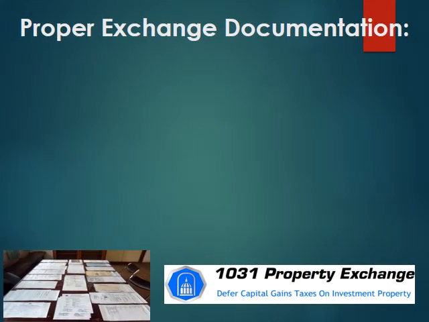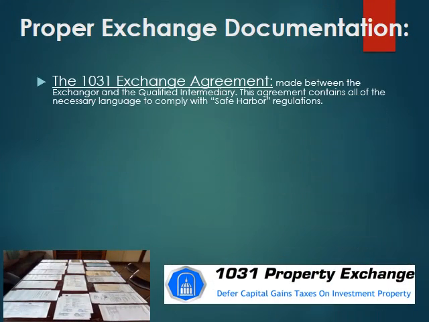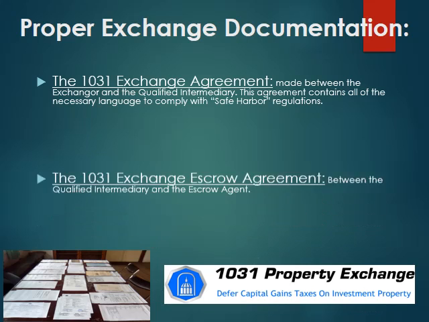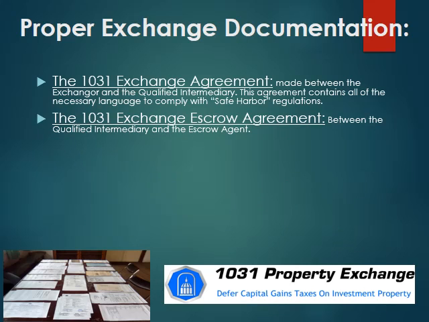So, proper exchange documentation. To perform a 1031 exchange, you've got to have a 1031 exchange agreement. That's made between the exchanger and the qualified intermediary, which is us. This agreement contains all the necessary language to comply with safe harbor regulations. You also have to have a 1031 exchange escrow agreement, and that's an agreement between the qualified intermediary and the escrow agent.